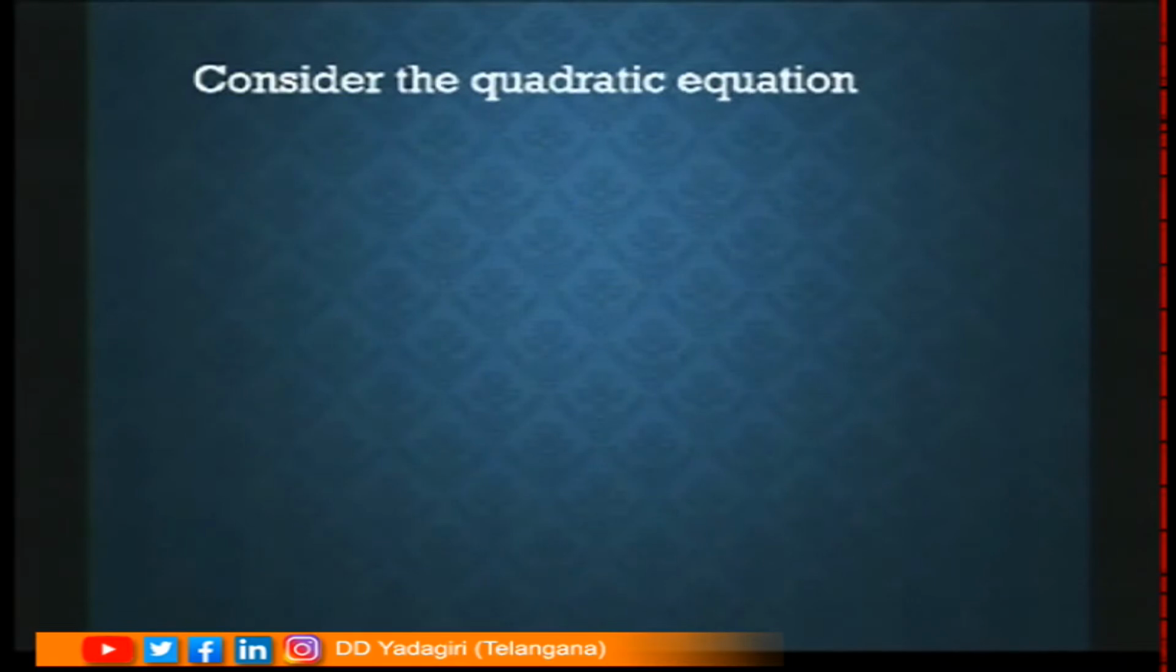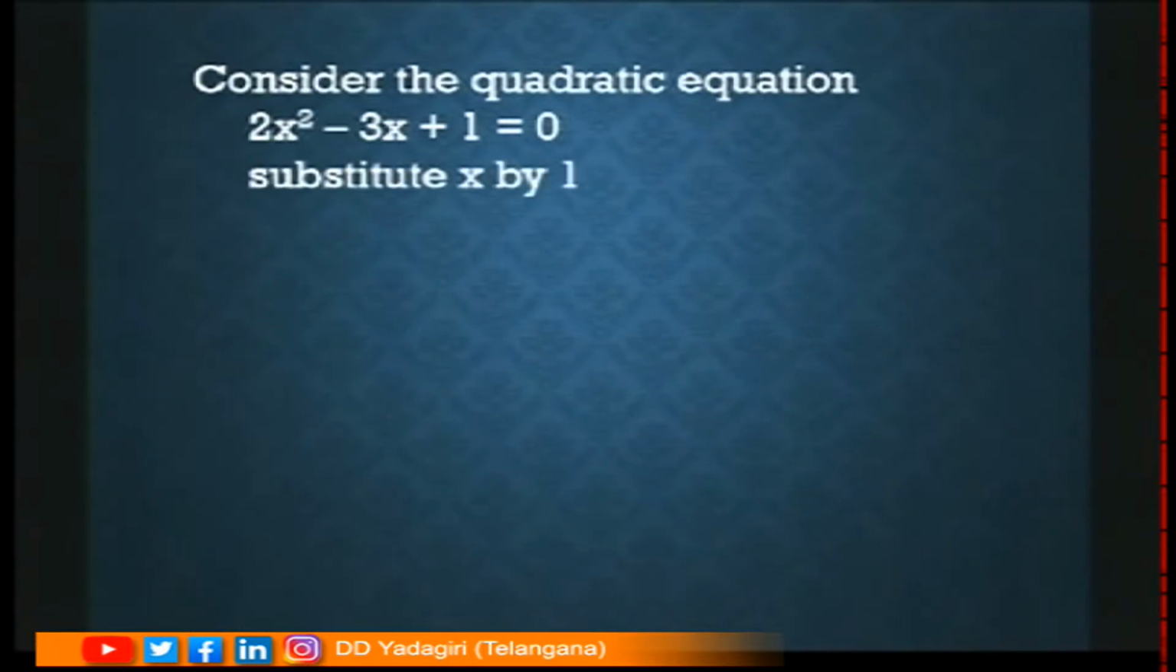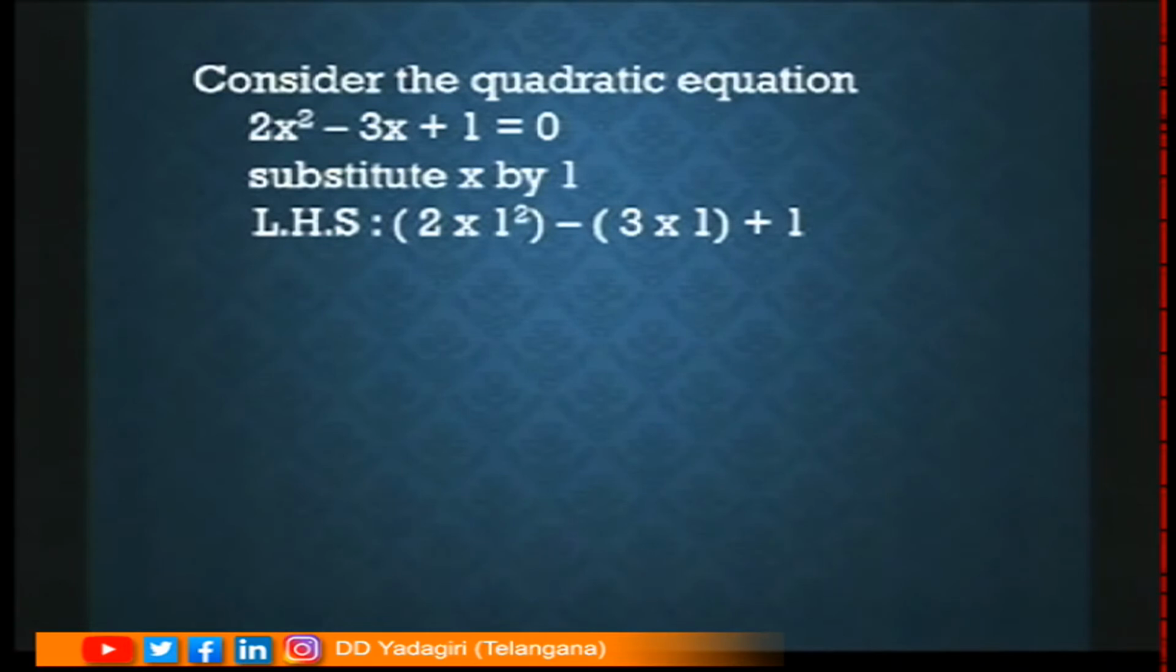Now, let us consider the quadratic equation 2x square minus 3x plus 1 is equal to 0. Now, what are we trying to do? We are trying to find the root of this equation. So, I try to substitute x with 1. Wherever x is there on the LHS, I am substituting that x with 1 with the respective powers. So, 2 into x square, instead of x, I will be substituting 1. So, 2 into 1 square minus 3 into 1 plus 1.